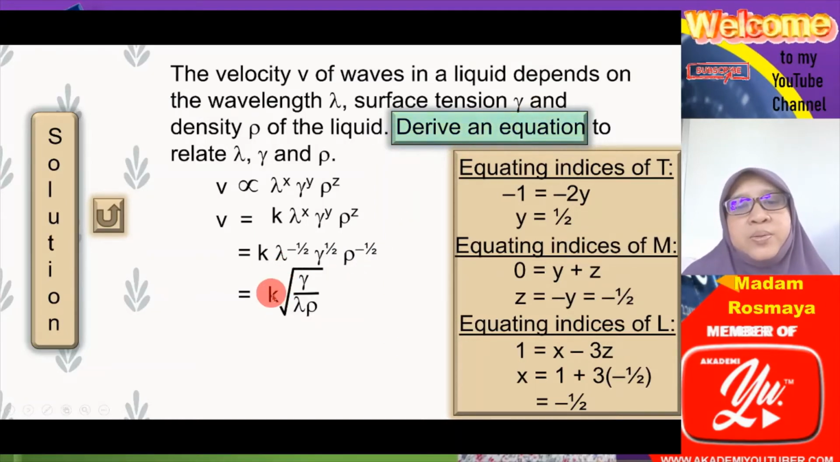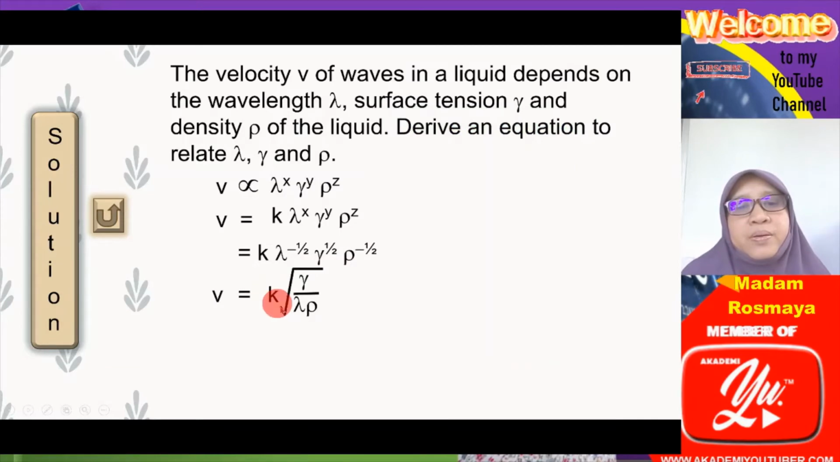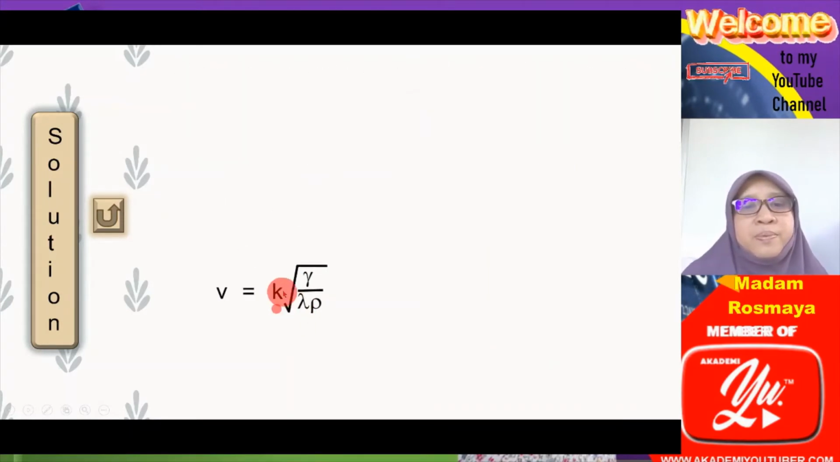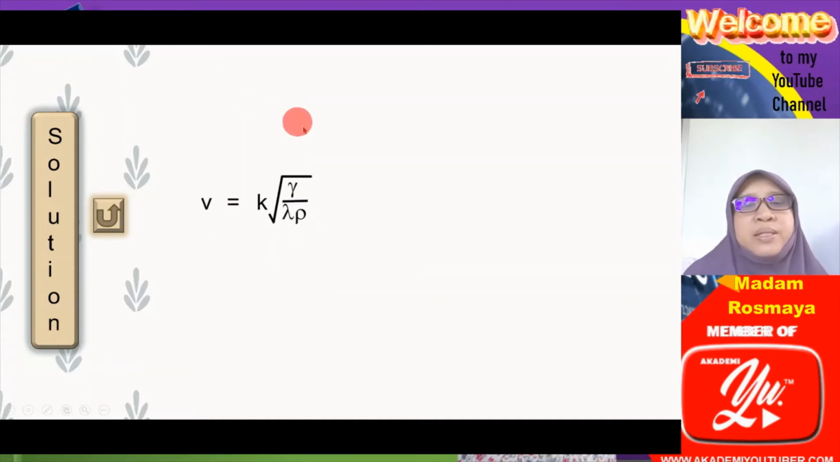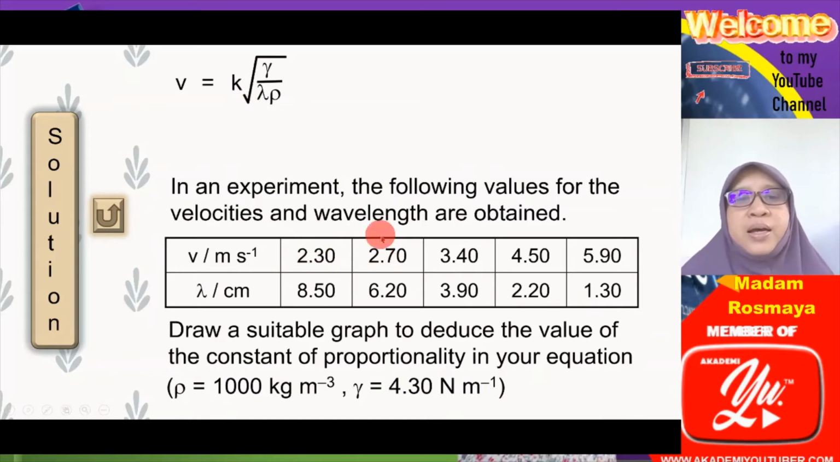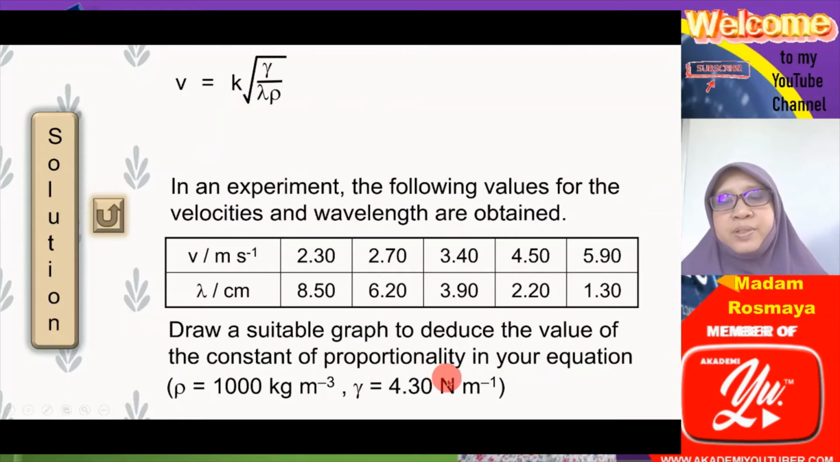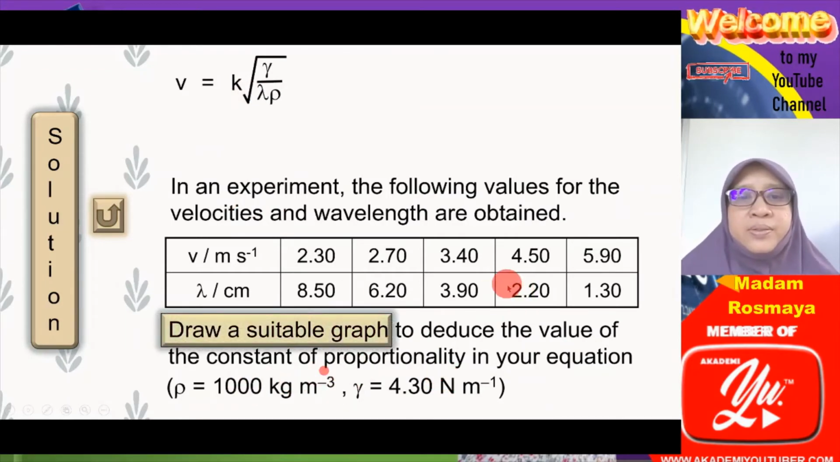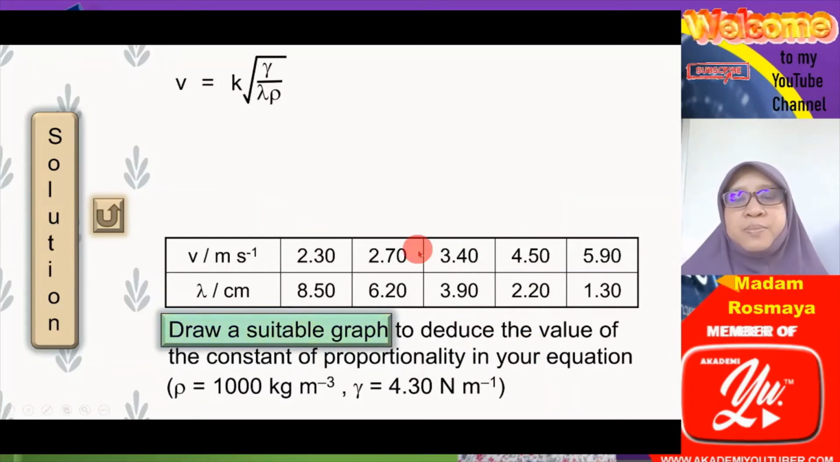Okay, next we are going to determine the k value. So we keep this first because next we are going to determine the k value. For the k value, after we've done the experiment and we get the set of values V and lambda, we are going to plot a suitable graph to deduce the value of this k, the constant of proportionality. So how to draw the graph now from this data?